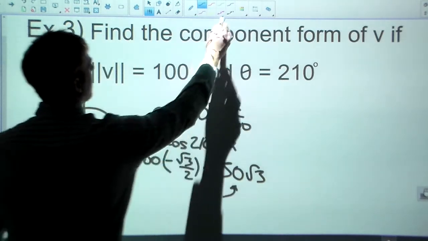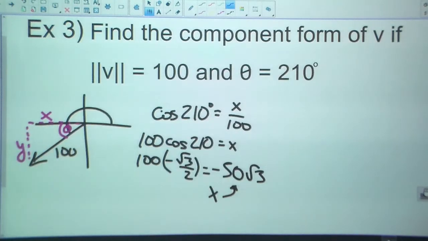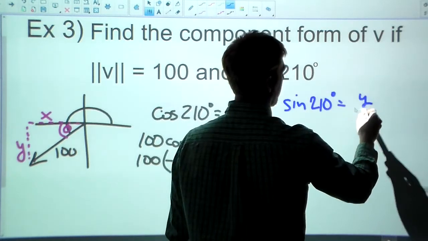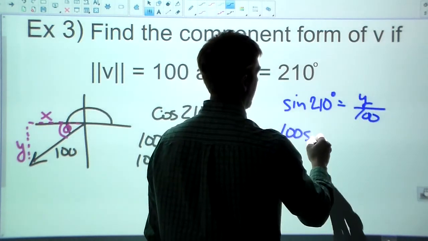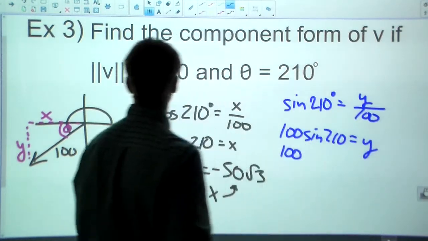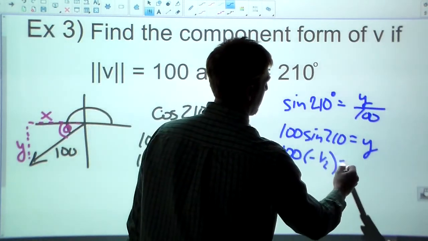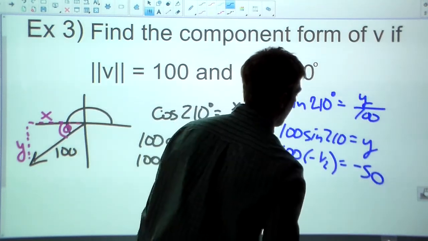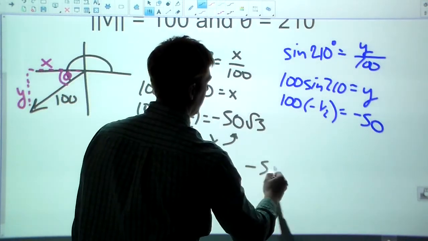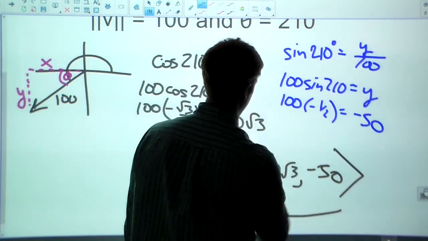The component form. Now your y value is pretty similar. Relative to the angle, you've got an opposite and you've got a hypotenuse. So sine of 210 is going to be y over 100. So 100 sine 210 is your y. Sine of 210, that should be something that comes to you pretty quick as well. That's negative 1/2. So negative 50 is my y value. So those are my components, my x and my y. Put them together. Negative 50 square root of 3 is your x. Negative 50 is your y. And that's it.